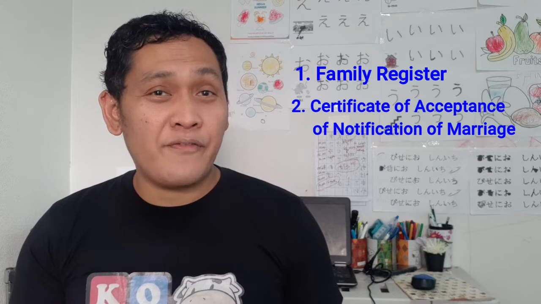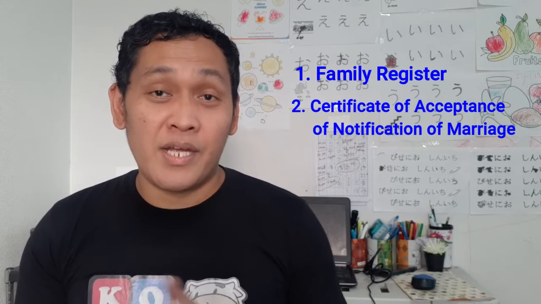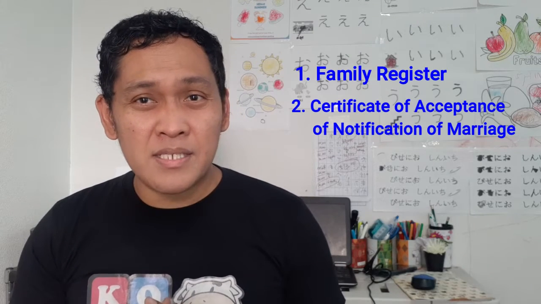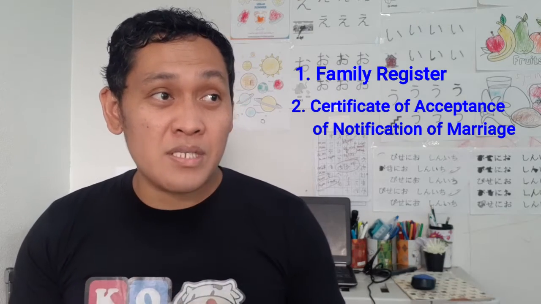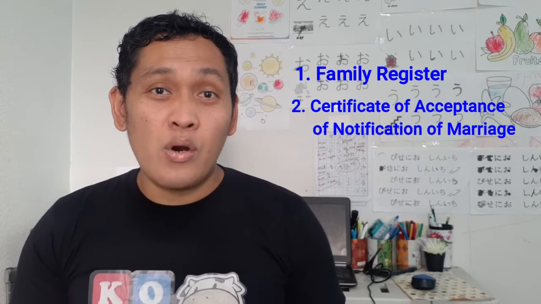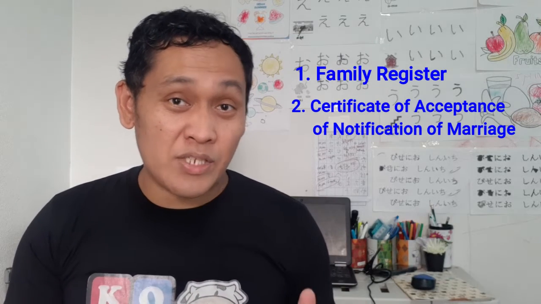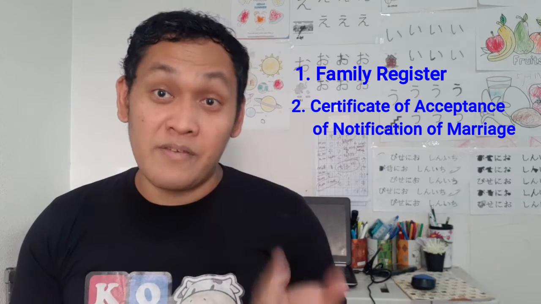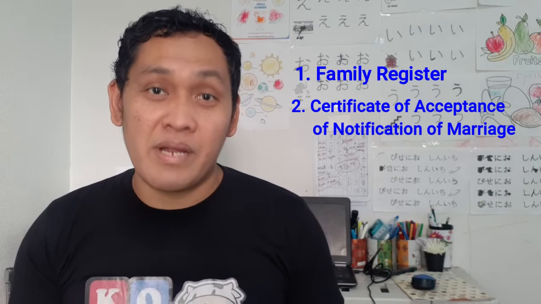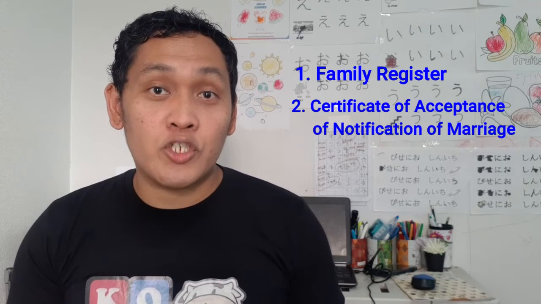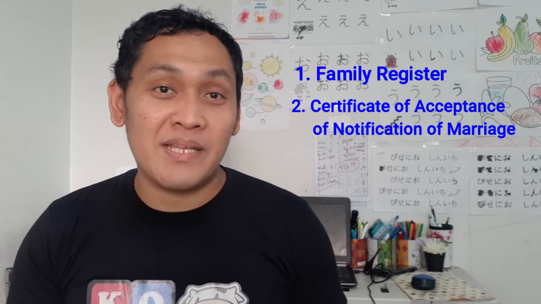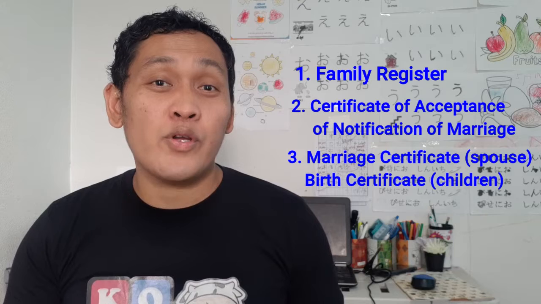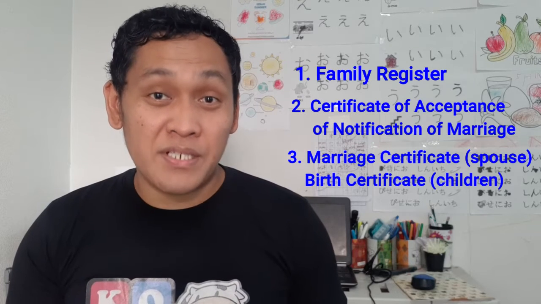Another one is a certificate of acceptance of your notification of marriage. I'm not familiar with this document. Maybe it's for dependents whose spouses are Japanese nationals, or maybe for both foreign nationals who got married in Japan and that they need to inform their specific embassies or consulate offices of their marriage. Another possible document that you can show as proof of your relationship to the applicant is a photocopy of your marriage certificate. That's for your spouse, and for your child, that's the birth certificate.